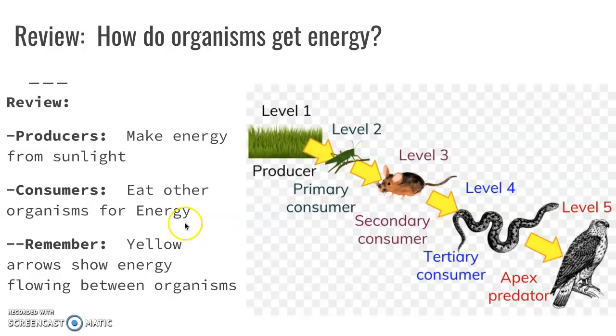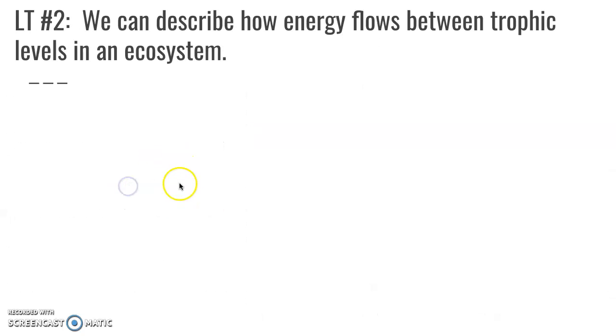They are all consumers. And remember, the yellow arrows show the flow of energy between organisms. So the grasshopper gets energy by eating the grass. The mouse gets energy by eating the grasshopper. The snakes get energy by eating the mouse. The hawk, or this eagle, the apex predator, gets energy by eating this snake. So, we can describe how energy flows between levels in an ecosystem.